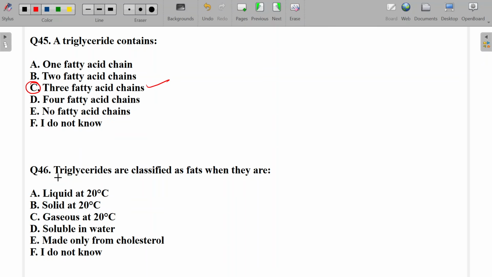Then question 46. Triglycerides are classified as fats when they are A, liquid at 20 degrees Celsius, B, solid at 20 degrees Celsius, C, gaseous at 20 degrees Celsius, D, soluble in water, E, made only from cholesterol, F, I do not know. What's the answer?